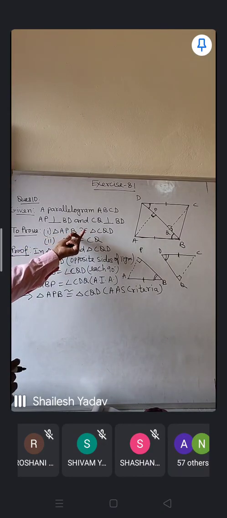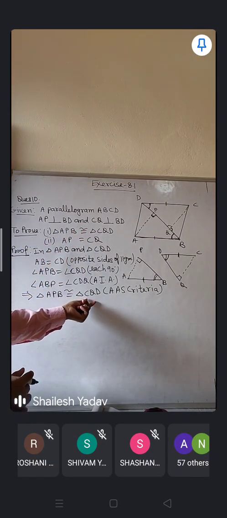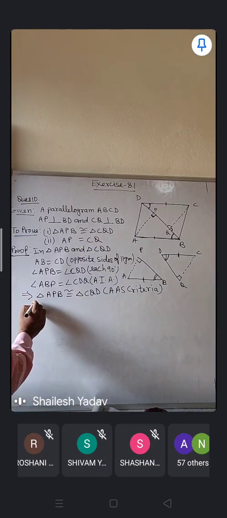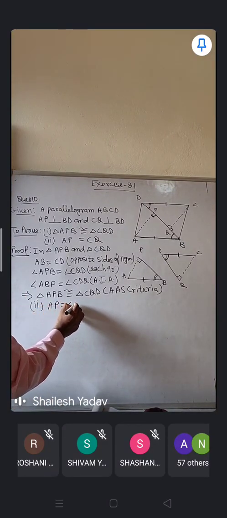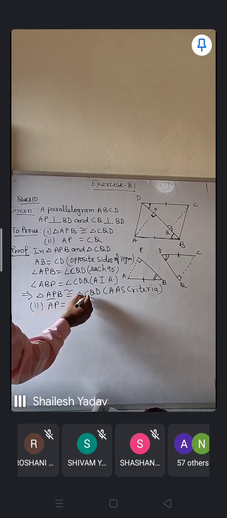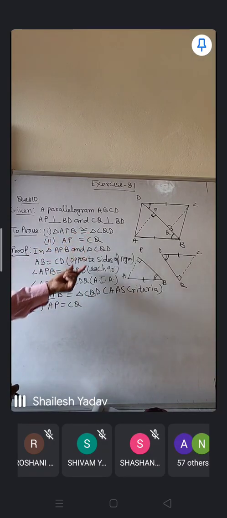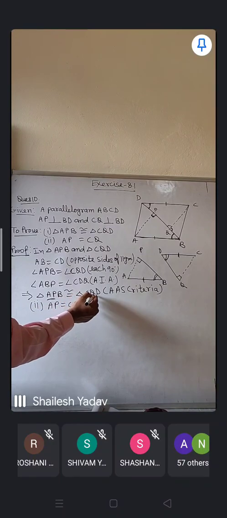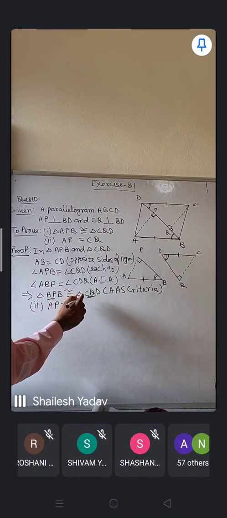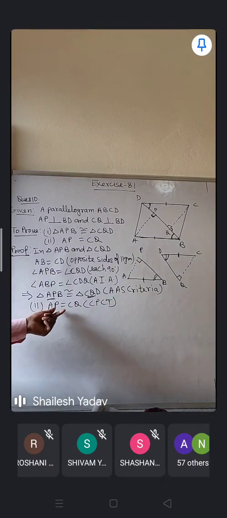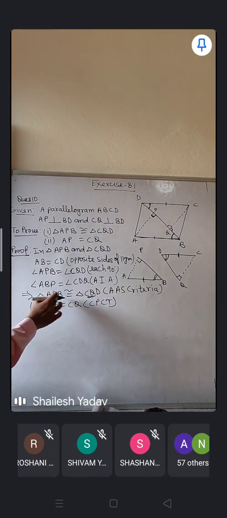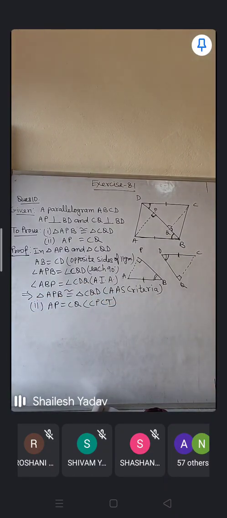It is the first part. You need to prove triangle APB congruent to triangle CQD. And for the second part, you only need to write AP equal to CQ. Since you have proved that both triangles are congruent, AP and CQ are the corresponding sides of both the triangles. So here you will write by CPCT. So for the second part, you only need to write CPCT. So it is the complete solution of question number 10. So you need to write it. Then I will go for the next question.